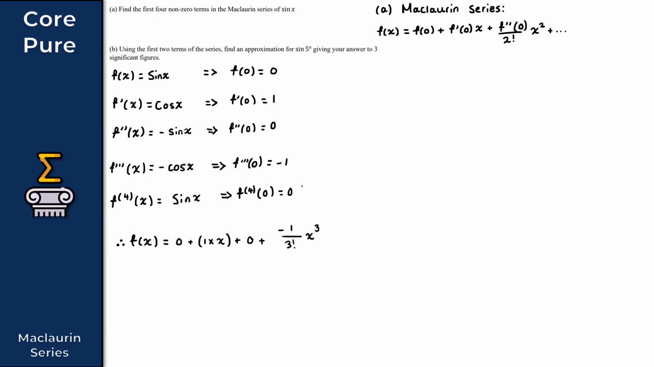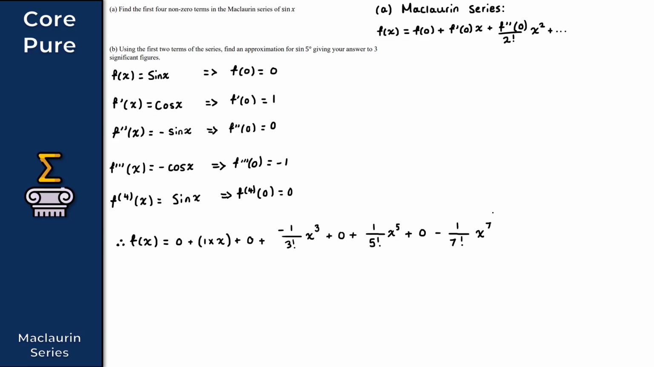Let's keep going here. The next term would be 0. We then get 0. The next term, we now get 1. You can see it just alternates. So 1 over 5 factorial. This would have been 4 factorial, this would have been 2 factorial, and so on. x to the 5. The next term will be 0. So plus 0. And then finally, the next one would again be minus 1 over 7 factorial times x to the 7.